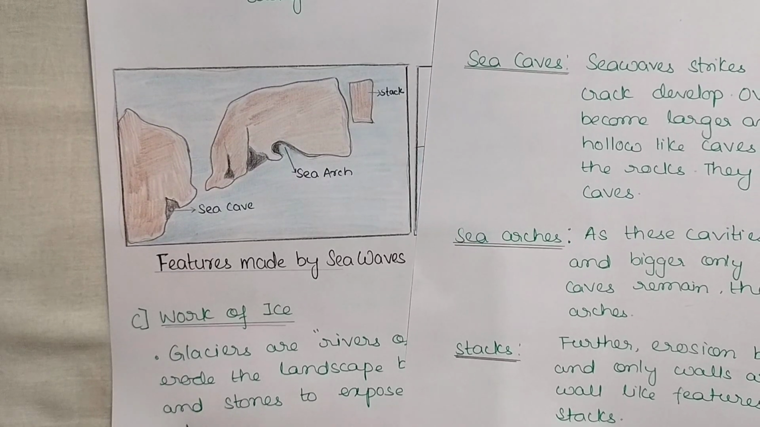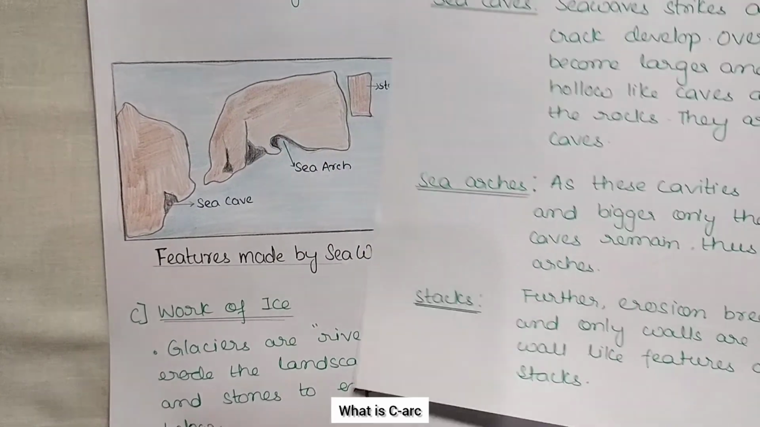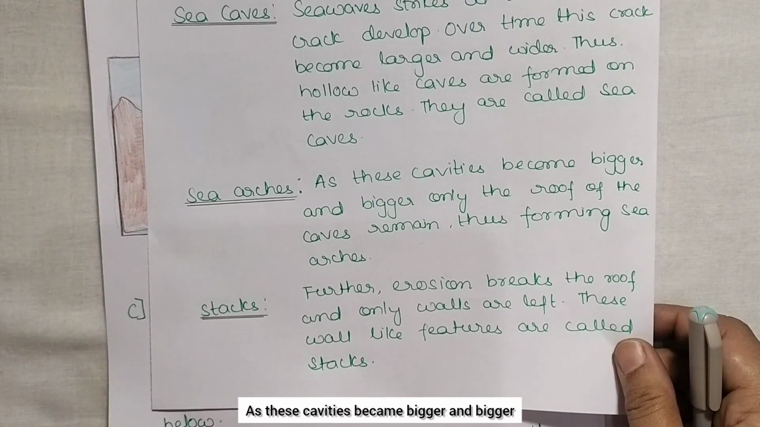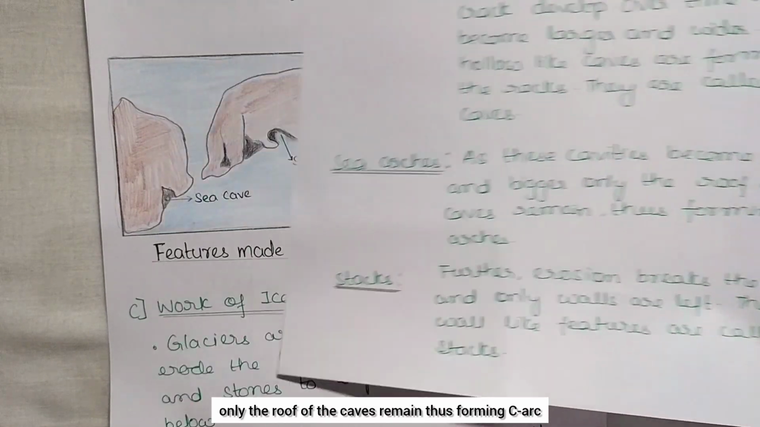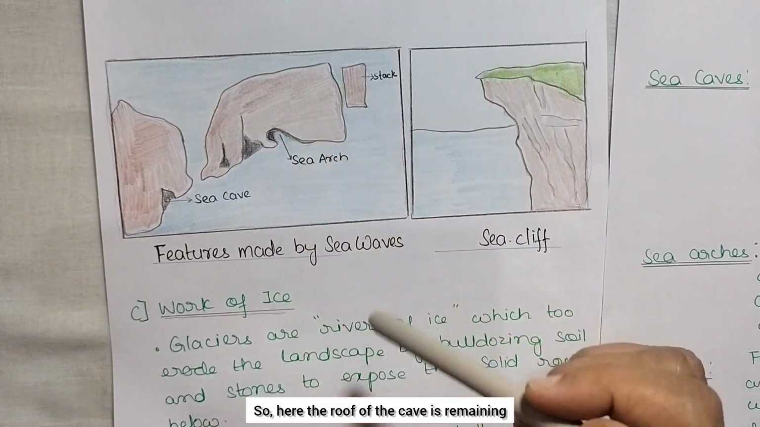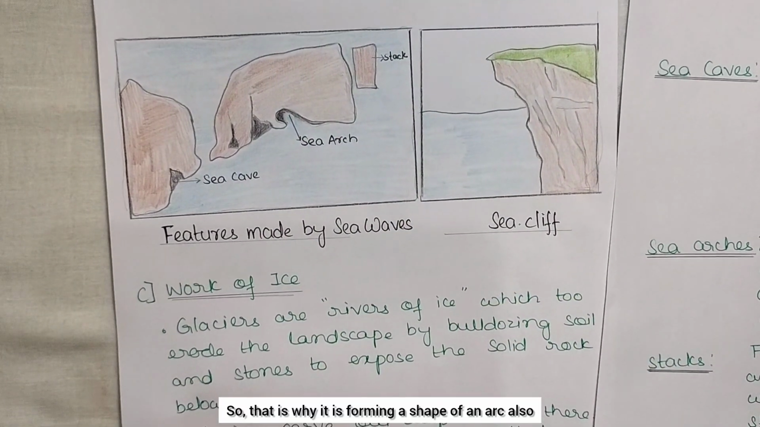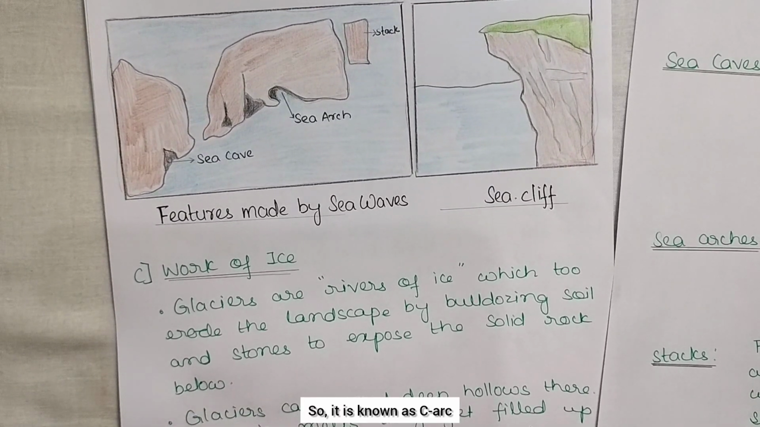Now the sea arch. Here is an arch shape, right? What is a sea arch? As these cavities became bigger and bigger, only the roof of the cave remained, thus forming a sea arch. So here the roof of the cave is remaining, so that's why it forms the shape of an arch. So it is known as a sea arch.